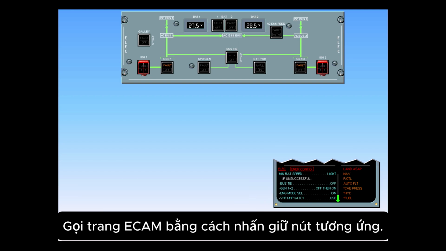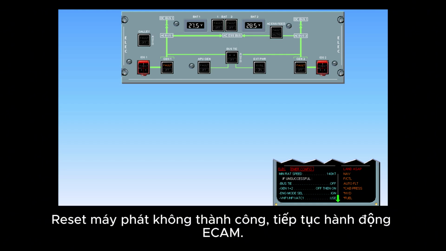The reset has not been successful. Before continuing, let's review the ECAM system. Should any one ECAM screen be lost, the priority is to the EWD. Let's review how to access an ECAM page when the lower ECAM is not available.